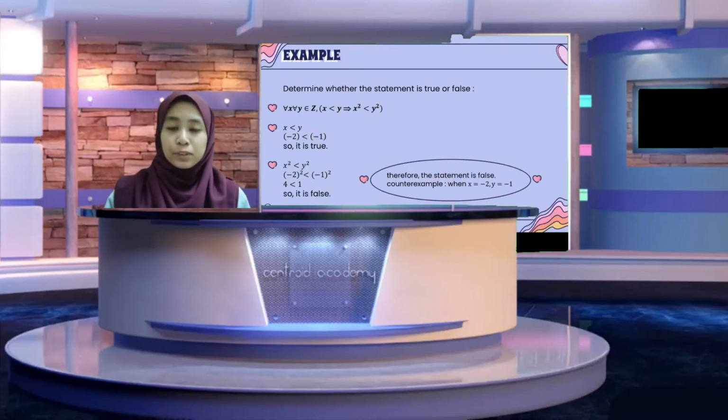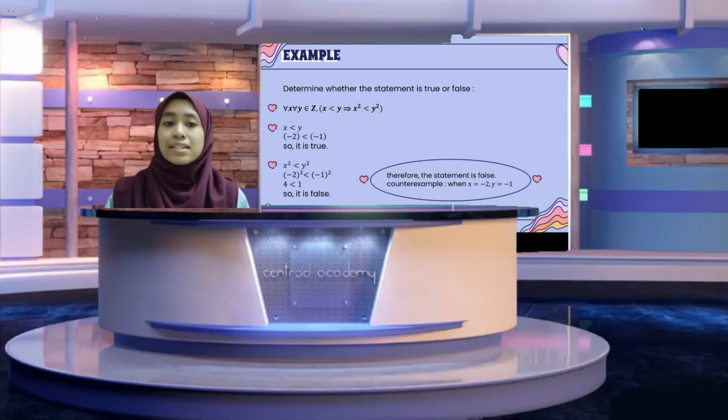Next, in example 2, we need to determine whether the statement is true or false. Given that for all x and for all y elements of integers, x less than y implies x squared less than y squared. Since x and y are elements of integers, which can be any negative or positive number, we may take negative values to test because it will be easier for us to figure out whether the statement is true or false.